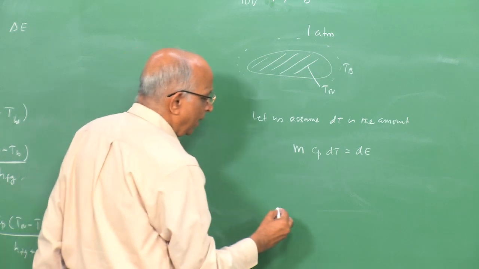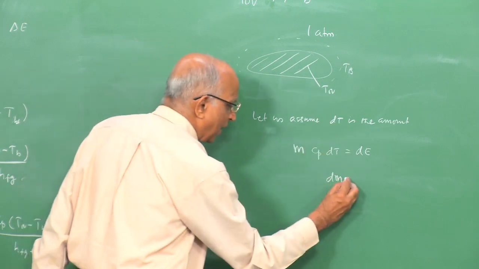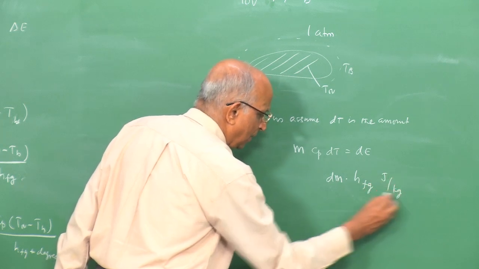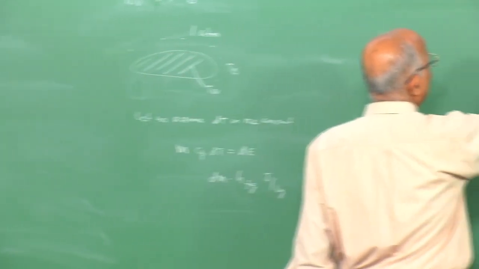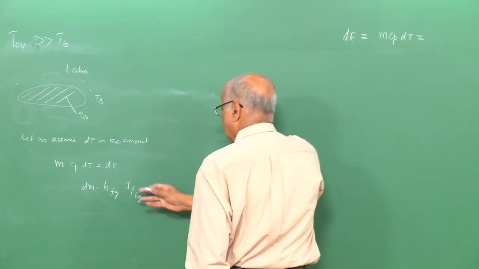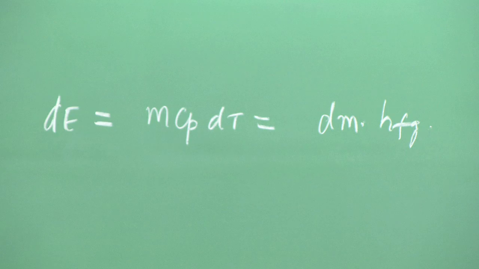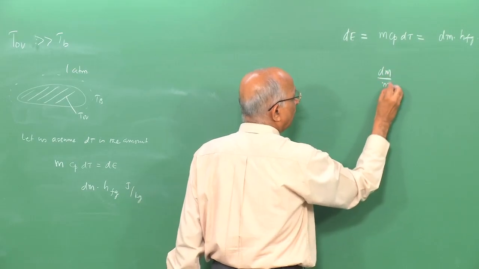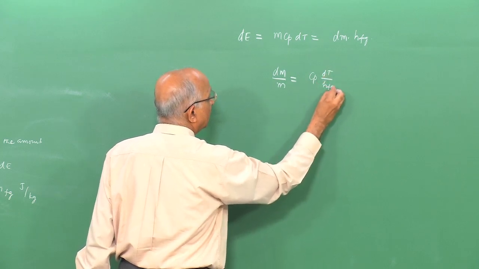And what does this energy do? It causes some evaporation. Let's say the mass which gets evaporated is dm, and at atmospheric pressure the latent heat is hfg, in joules per kilogram. dm is in kilograms, and therefore we can write dE equal to m Cp dT, which is equal to the energy supplied for vaporization, dm into hfg. Now, if I take m to the right hand side, I get dm over m is equal to Cp dT divided by hfg.